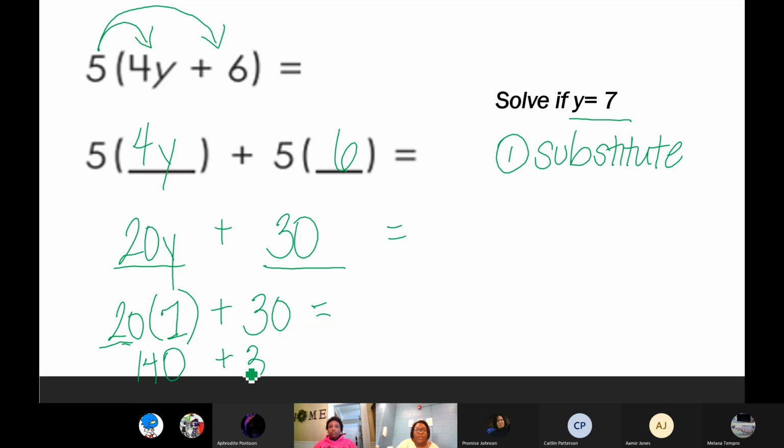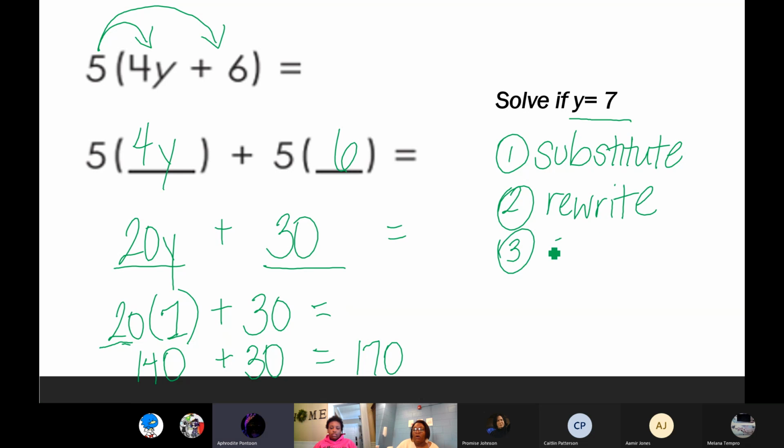Then 140 plus 30. So what would my sum be? 170. Very good. So we want to remember with our steps here, we're going to substitute. We're then going to rewrite. And then we're going to solve. Those are our 3 steps.